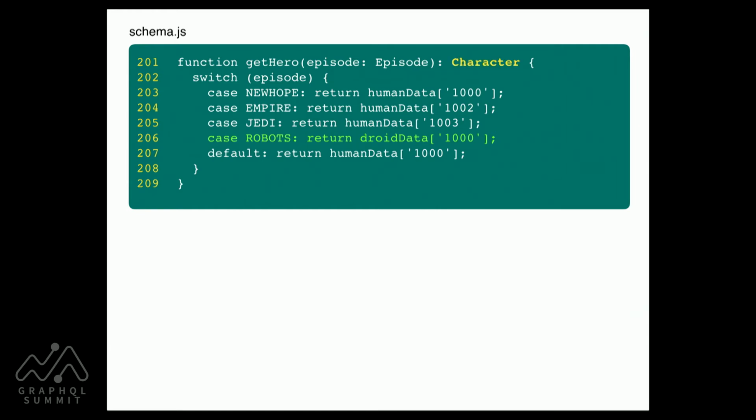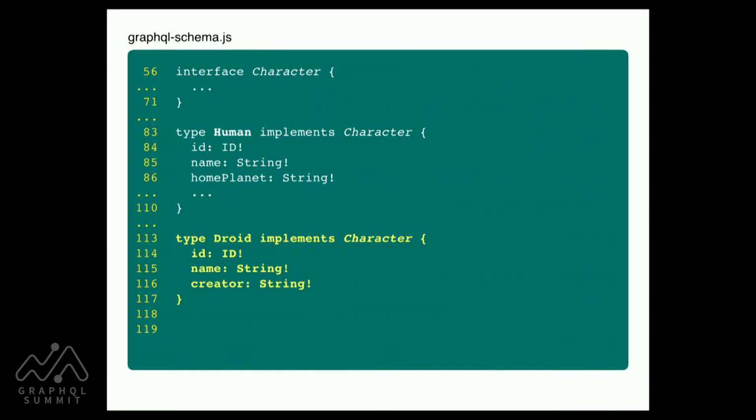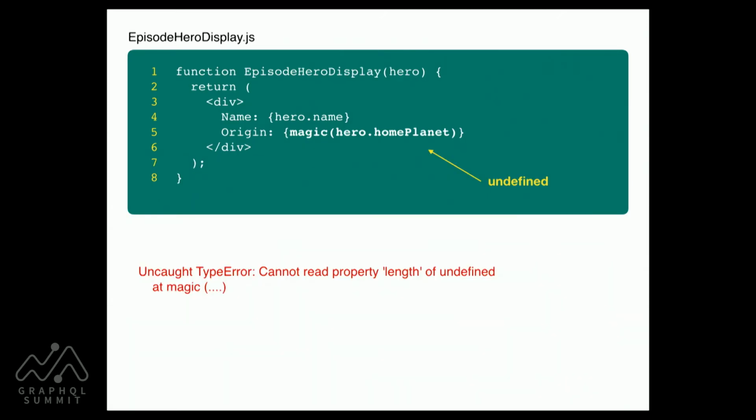And the droid itself doesn't have this home planet field, right? So what happens is someone could commit this change to the resolver, and all of a sudden there's a case where your clients will now have a runtime error, right? Because hero.homePlanet doesn't exist for the case that the hero is a droid.